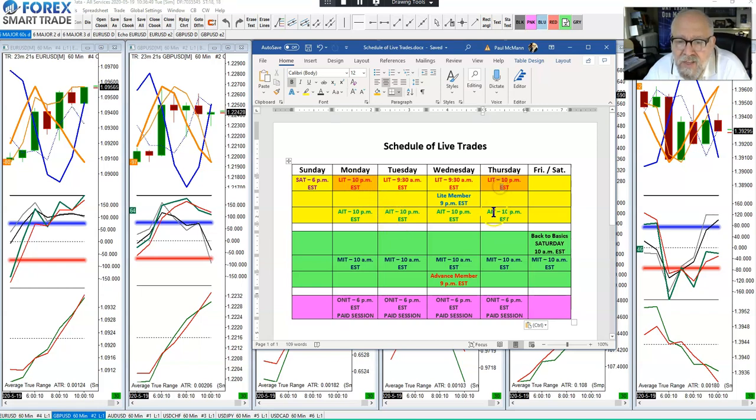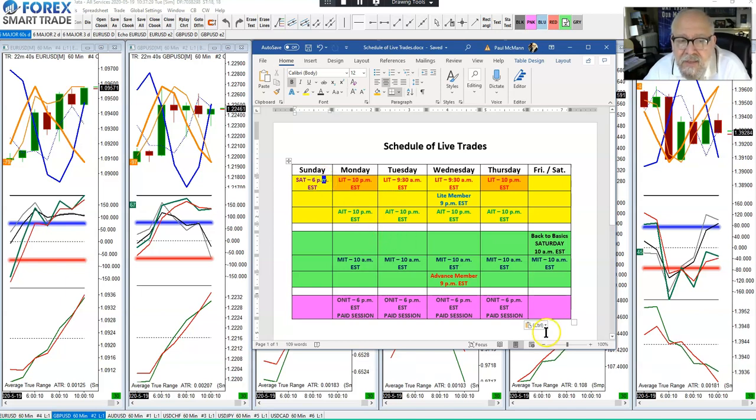Mondays and Thursdays, there's the LIT. These are at 10 p.m., which is the same time as the AIT. For your first week, you should attend all the LIT sessions. After your first week, you don't need to go to the LITs. On Wednesday night, there is a LIT member meeting where they'll give some instruction. And then also at 10 p.m., there is the AIT, which is the Australian Impact Trade, where at 10 p.m. Eastern Time, it is morning time in Australia, so they will be taking trades on Australian pairs.